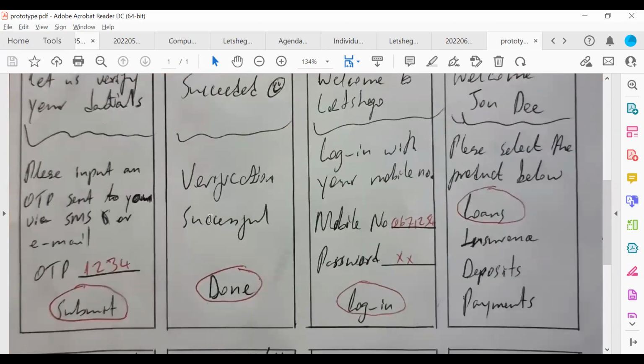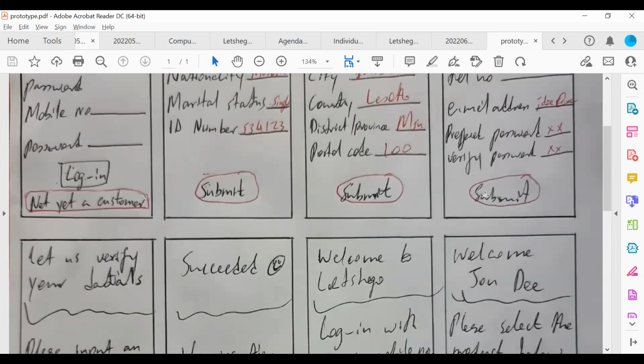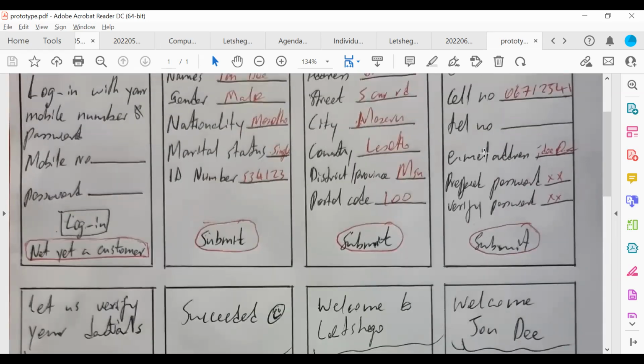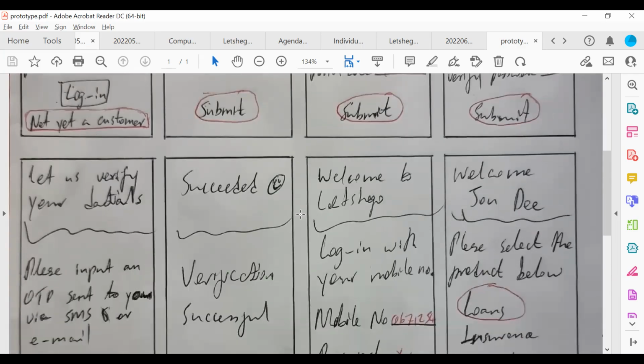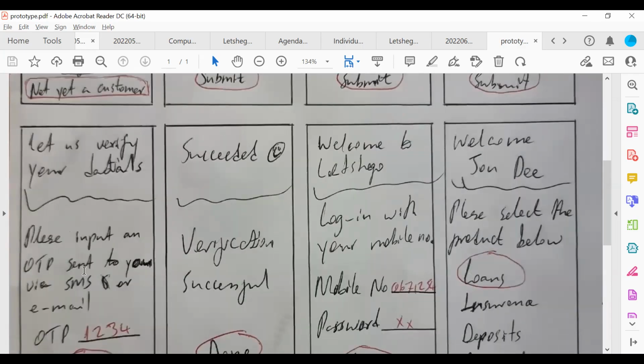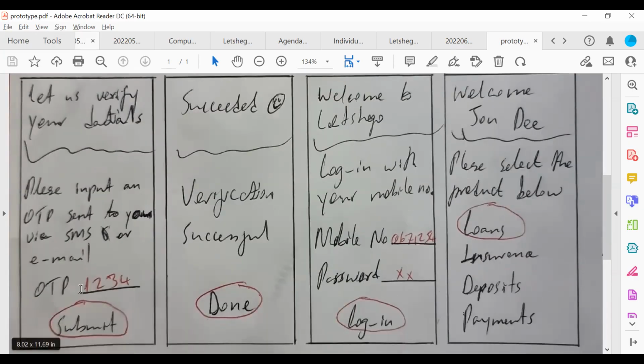After they have submitted, given that we want to verify their contact details, we will send them an OTP, both through SMS as well as email. So it will be the same OTP that goes out. They then come back to input the OTP and then submit. Then they get a succeeded message to say verification has been successful. Then it's done. That's the first step of the process.